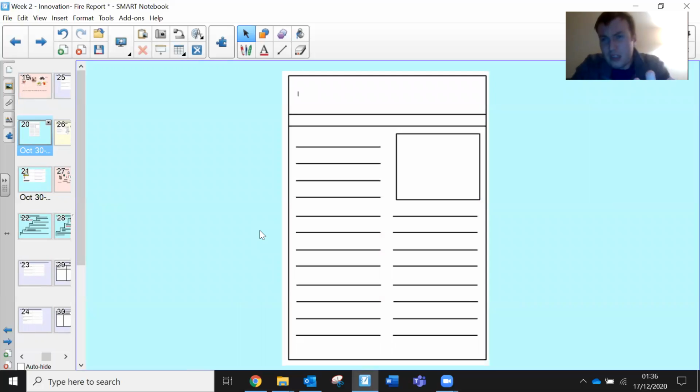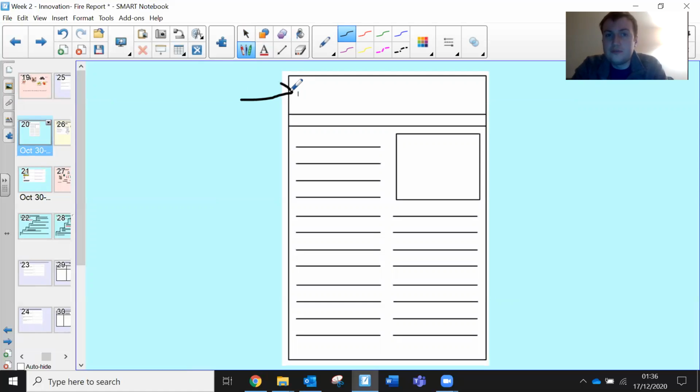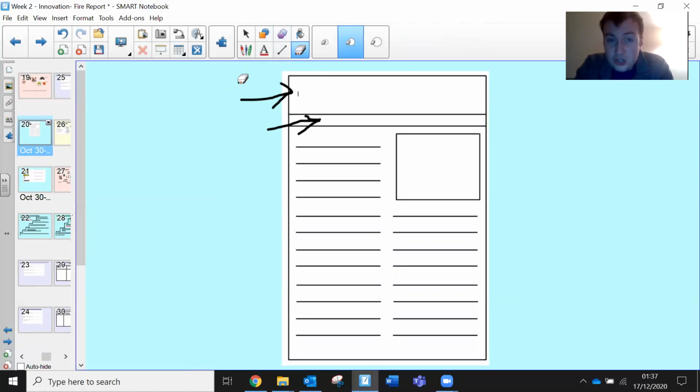Now, I put here an example of the kind of layout you could do. So you have up here the box for your title of your whole paper. And then you have here the line for your title of your article. And you've got your first column, your second column, and then a picture, to put in a picture, funnily enough. If you want to use this structure, absolutely fine.